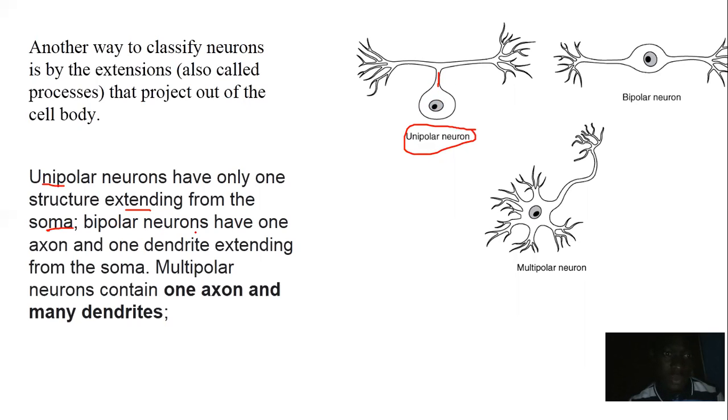We also have the bipolar neuron, which has one axon and one dendrite extending from the soma. So the bipolar, you can see that it has two structures extending from this cell body. This one is the cell body, or you can call it the soma. So you have this one, and you also have this one, okay? So those are two structures extending from the cell body. Also, we have the multipolar neuron. Now, with the multipolar neuron, you have one axon and many dendrites. And you can see here, this is the soma or cell body with very many extensions that come from it. You can see that there are many extensions, and that's the word multipolar.